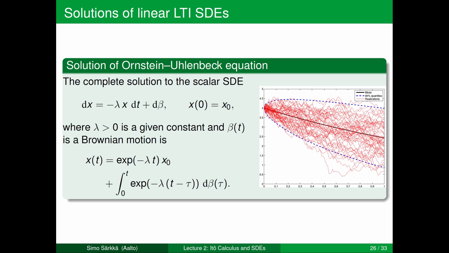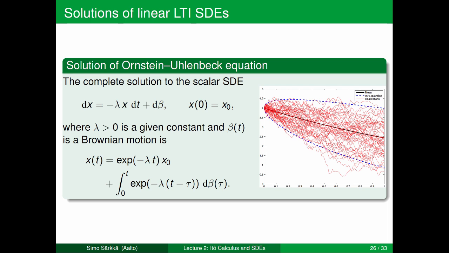So the Ornstein-Uhlenbeck equation is dx is equal to minus lambda x dt plus d beta. So we can assume some kind of initial condition, and on the right we have the special case that x0 is equal to 4. And this lambda is some constant and beta is a Brownian motion.